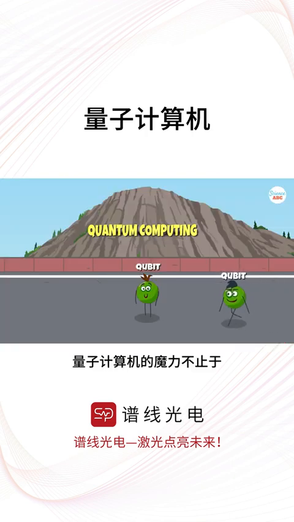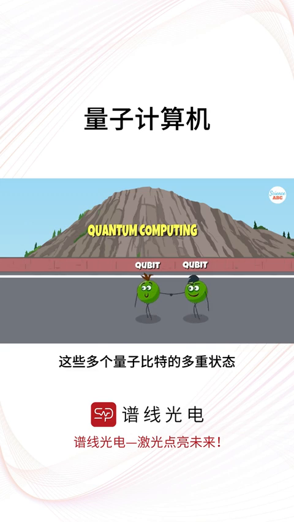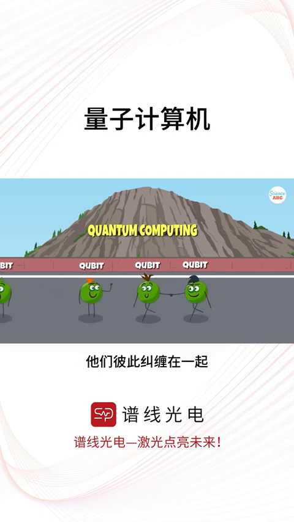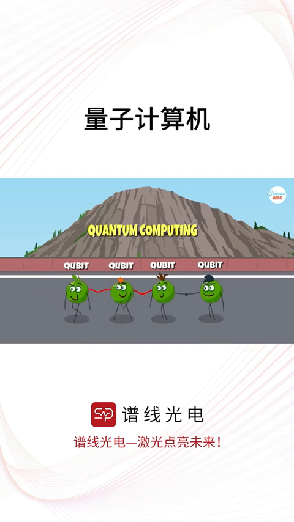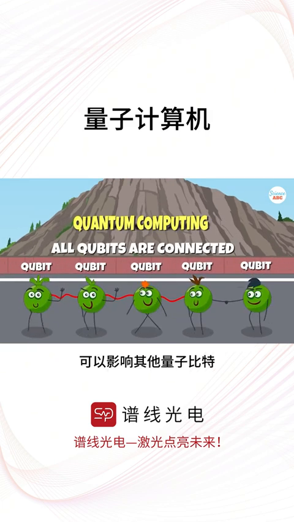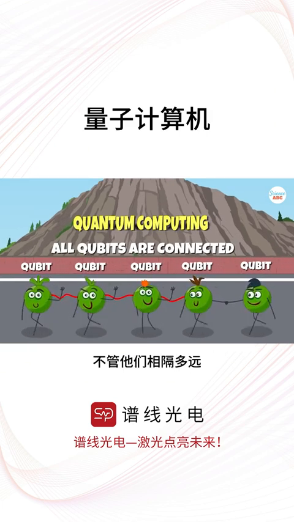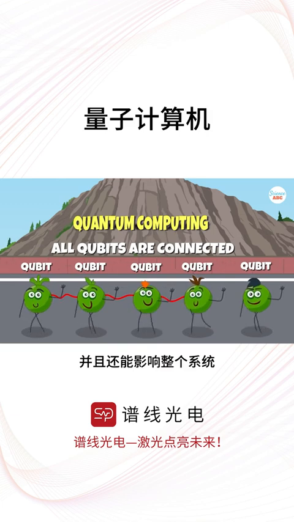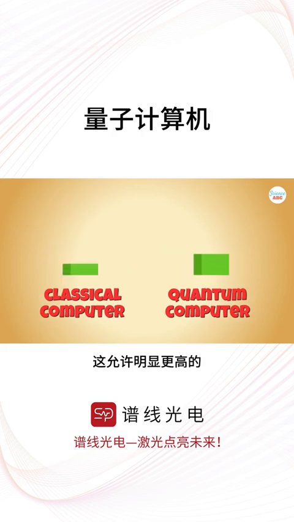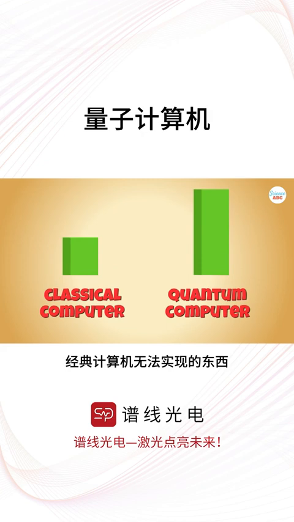The magic of quantum computers doesn't end with qubits and their multiple states. These multiple states of multiple qubits can be linked to each other, or in the language of quantum mechanics, they are entangled with each other. Entangled qubits work in a way that the operations of one qubit can influence other qubits, no matter how far apart they are, and can also influence the entire system. This allows for significantly higher computational power, something that classical computers cannot achieve.